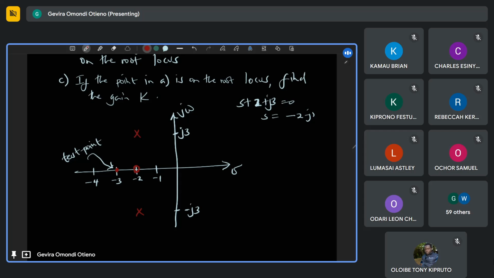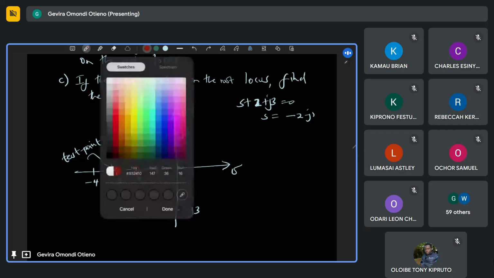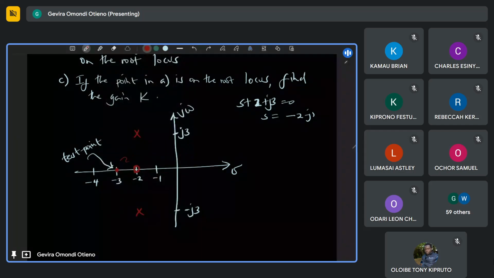Remember, in our solution, we said that you have to draw a line from the test point to meet all the poles and all the zeros. Meaning we have to draw a line from here to this. Let me use a different marker, the red one. So we draw from the test point to this, and from the test point to this.